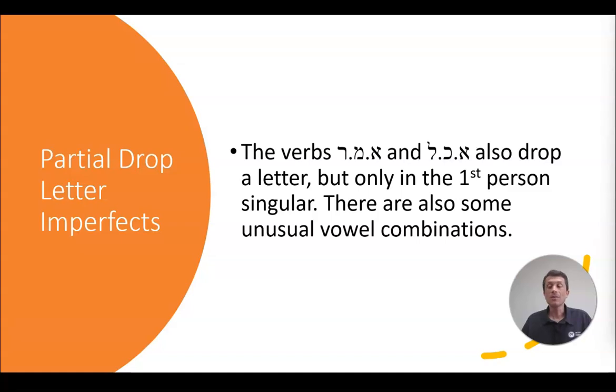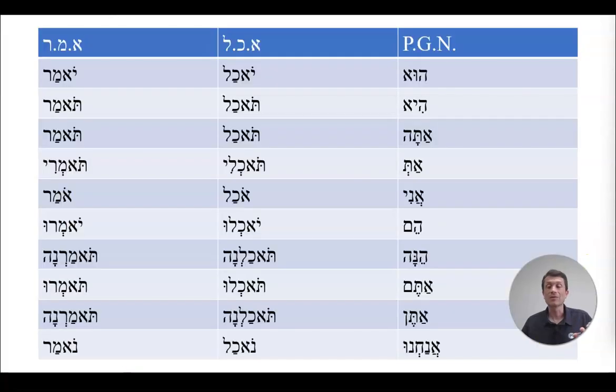Now, some root letters are what the textbook calls partial drop root imperfects. The verbs amar and akal, first aleph verbs, also drop a letter, but only in one form, in the first common singular. And with these first aleph verbs, not all first aleph verbs, but about 5 or 6 of them, there are also some really unusual vowel combinations. And of course, these are very common verbs also.